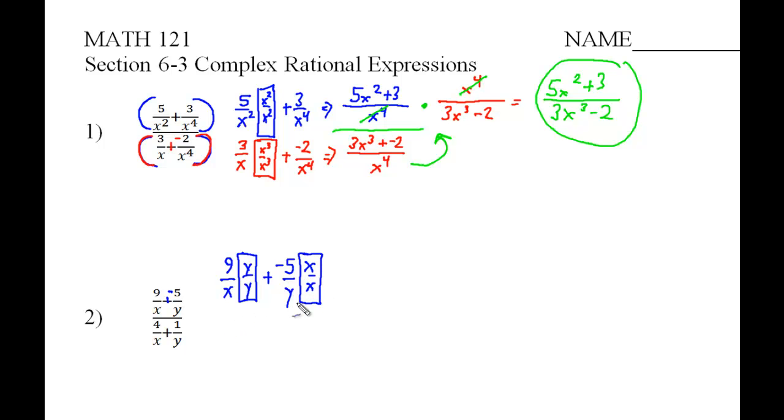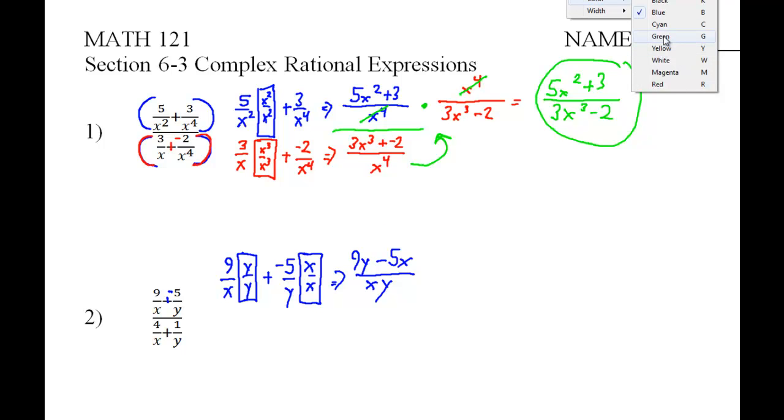And what I'll do is then compute this out here. I've got 9y minus 5x. That may not be the right order, but I'll fix that in the next part of the problem. And this is going to get multiplied by xy, and that is my numerator simplified. What I'll now do is change to color, or red in this case, for my denominator.